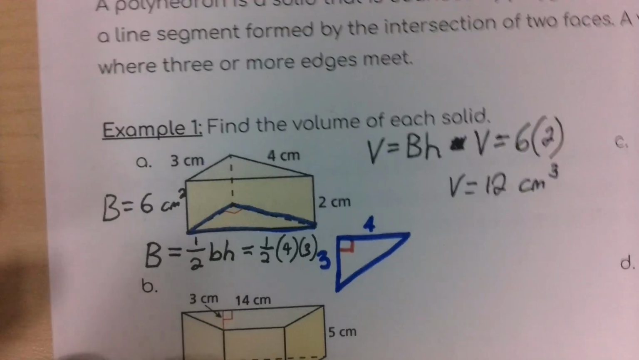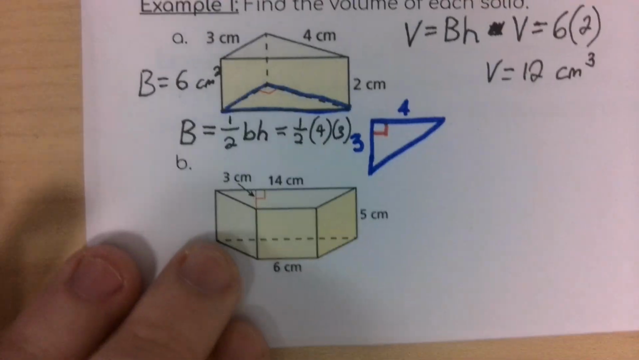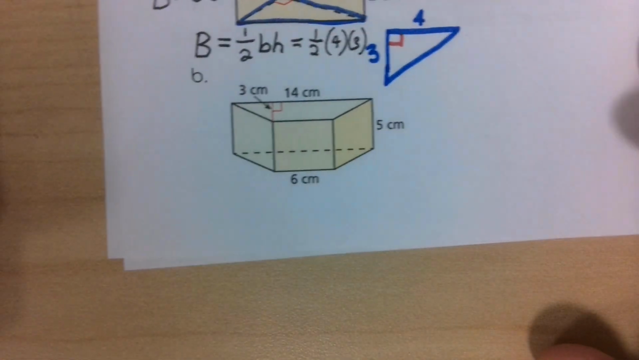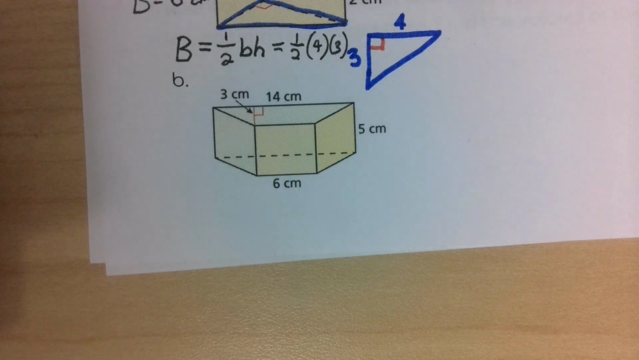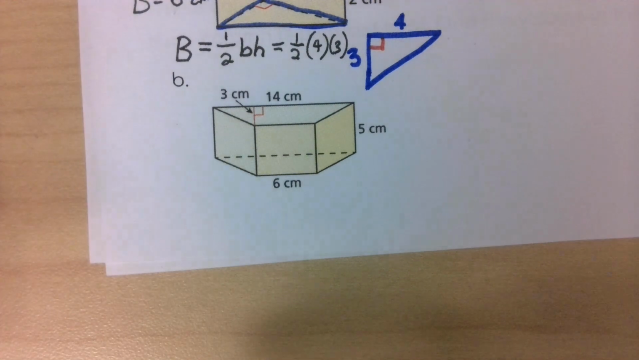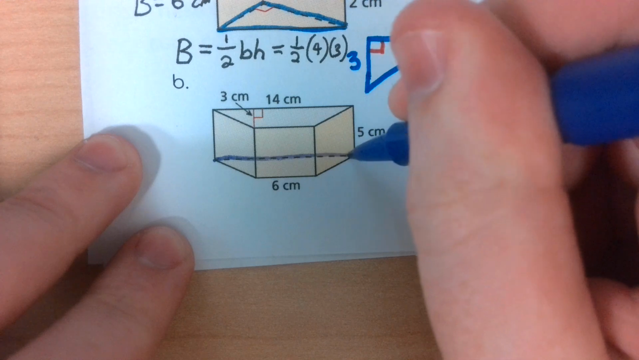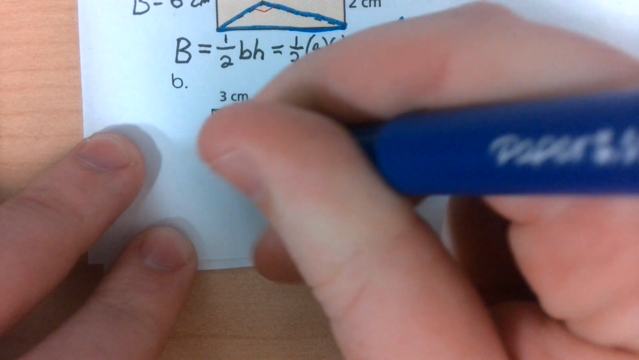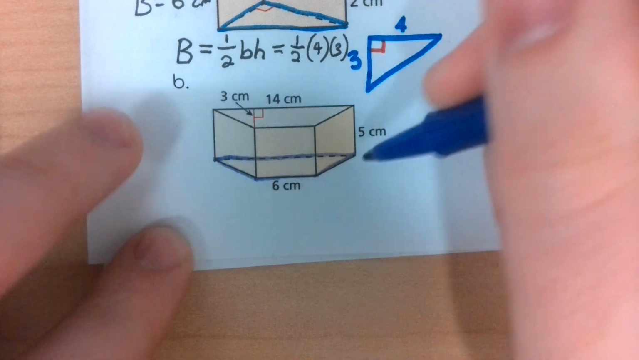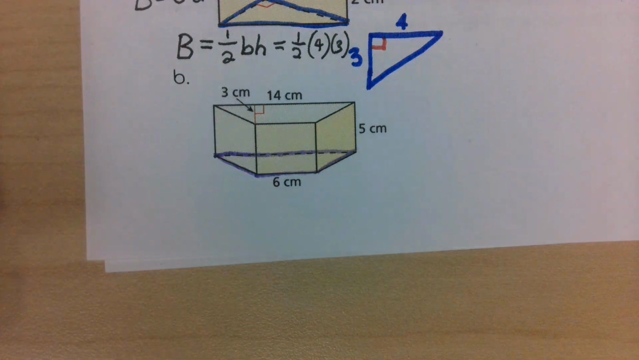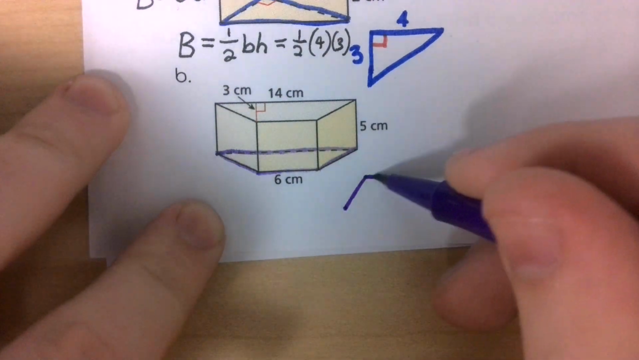Okay, what if you have a weird base? Something like in problem B. Same deal. Find the area of the base, multiply it by the height. So, let's identify what shape this is and see how we can find its area. Right away, we can see that this is not a square base. It's a trapezoid.